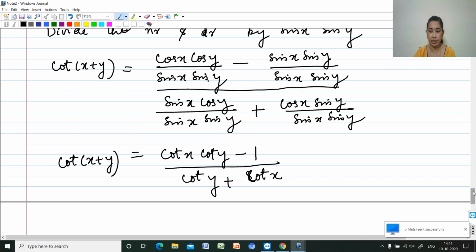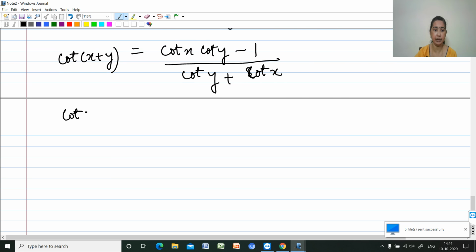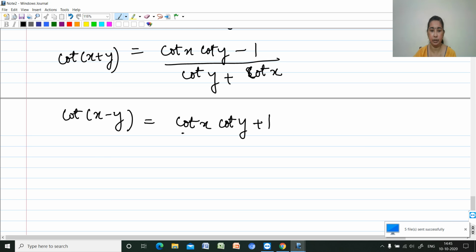Same way we can find cot of x minus y also. Instead of y we have to put minus y, so the identity will be cot x cot y plus 1 divided by cot y minus cot x. So just replacing y by minus y, we get cot of x minus y is equal to cot x cot y plus 1 divided by cot y minus cot x.